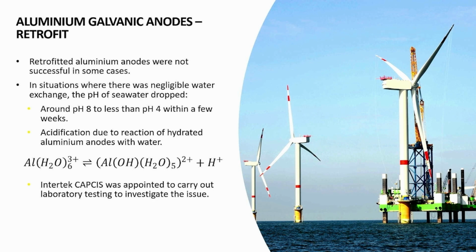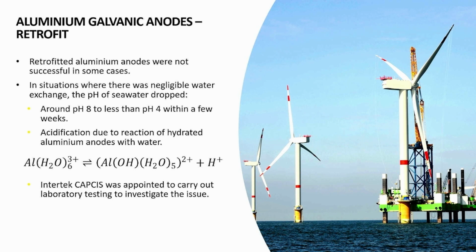So the pH of seawater is typically around neutral, pH 8 or so. And this dropped within a few weeks to around pH 4, so quite an acidification. And it was associated with the aluminium anodes dissolving in the seawater and generating aluminium ions, which were then hydrating, and this is a reversible reaction, but creating acid within the enclosed environment.